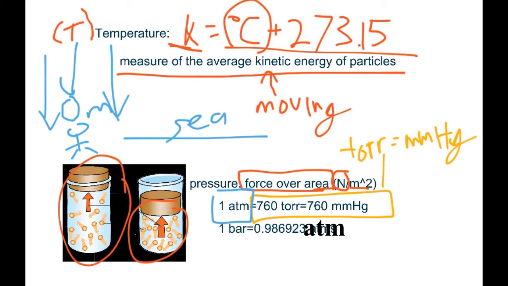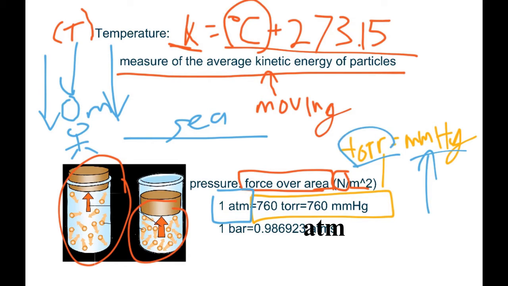And 760 torr is equal to 1 atm exactly. Another way to say torr is millimeters of mercury. We'll talk about why millimeters of mercury makes sense, since millimeters of mercury might seem like a measure of distance, but it's actually a measure of pressure, as you'll see later.